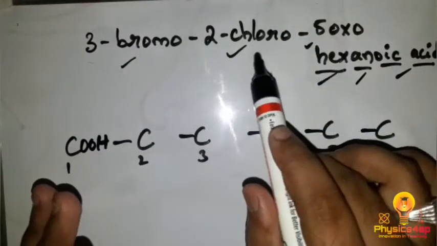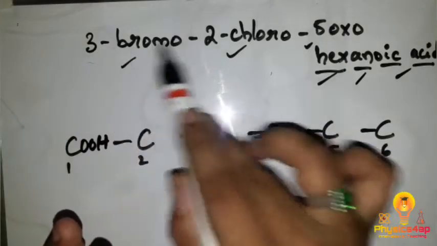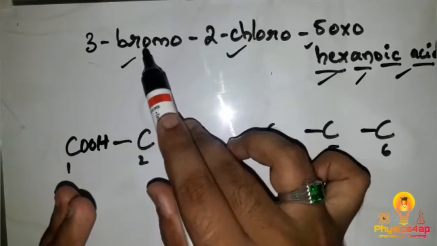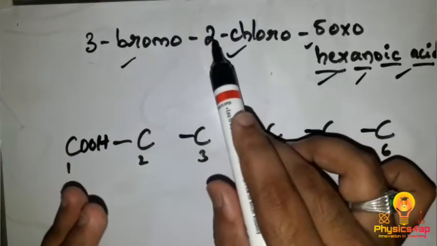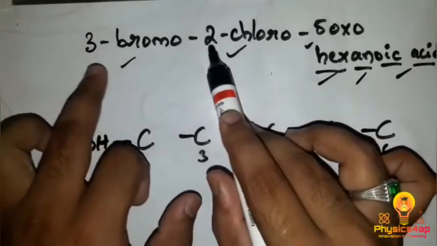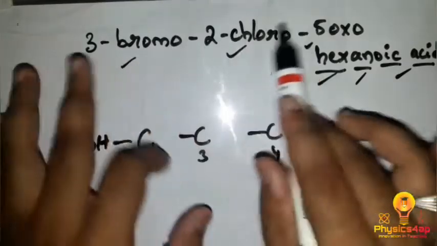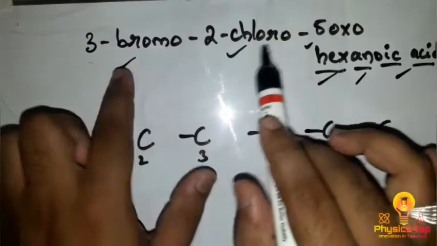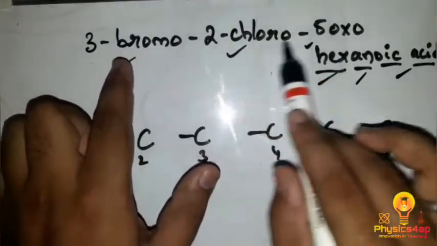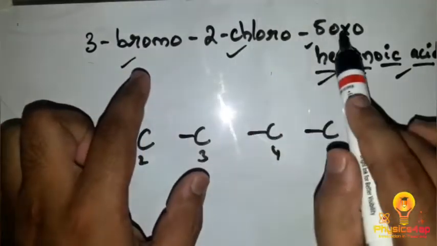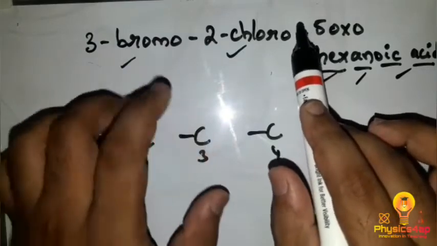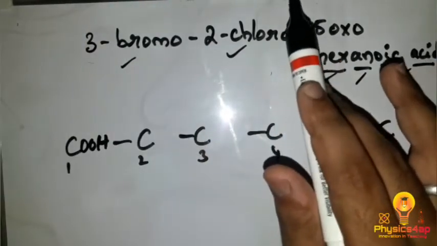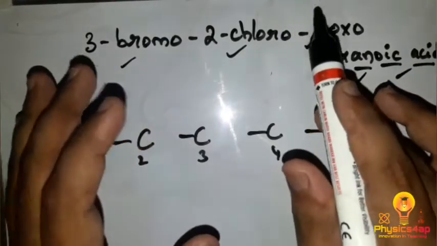While giving the names, remember that we should not write the numbers in numerical order, like 2, 3, 5. What we have to do is first see the alphabetical order: B, C, O. So you have to represent them in alphabetical order, not numerical order, while writing the name of a given compound structure.